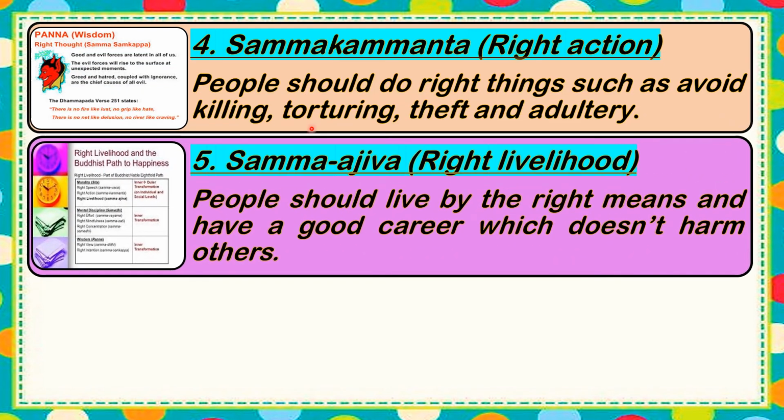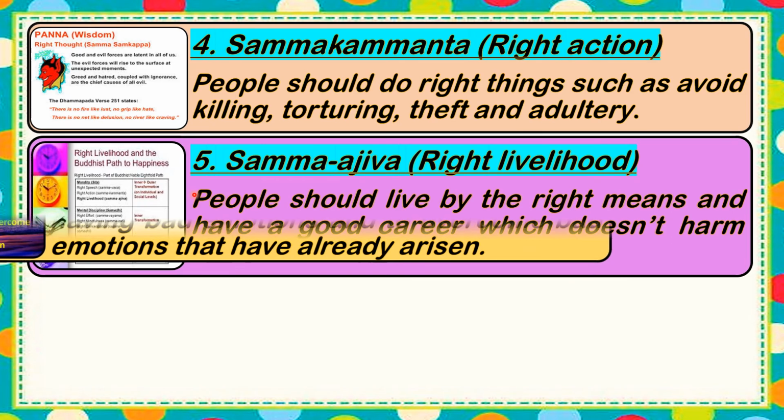Next, number 5, Sama-A-B or right livelihood. People should live by the right means and have a good career which doesn't harm others. Like, for example, class, you have a lot of money, but then you're selling drugs and you are affecting the lives of many youths. So make sure that your livelihood or your work is helpful, not only to you, but of course for the public.